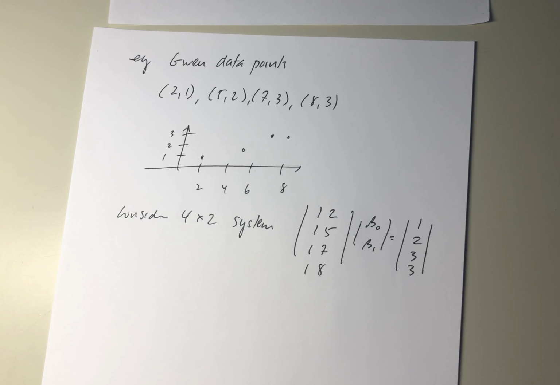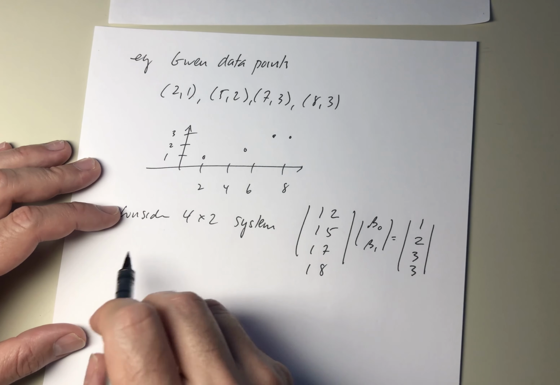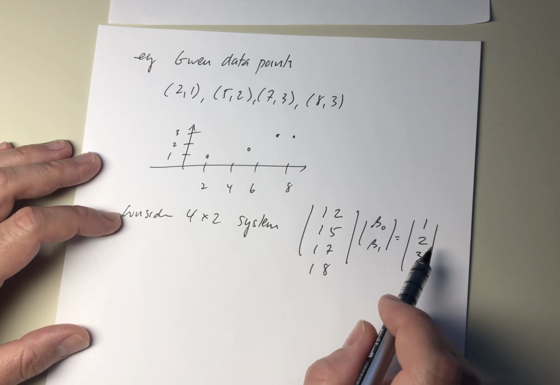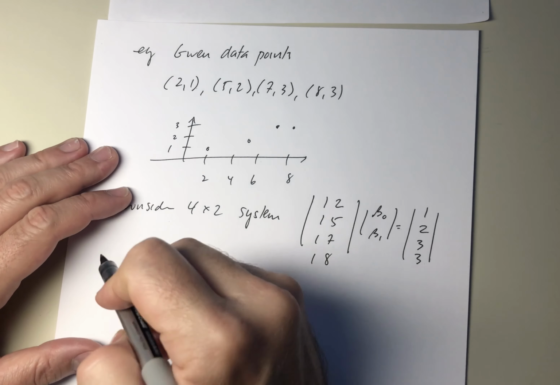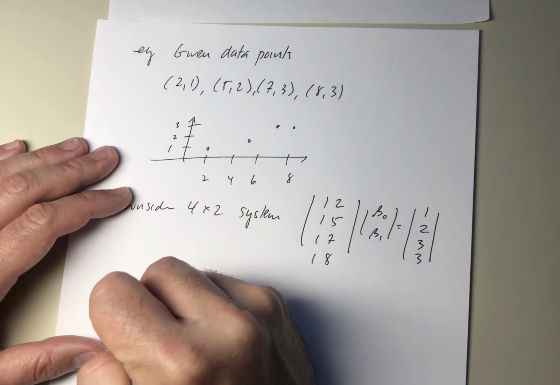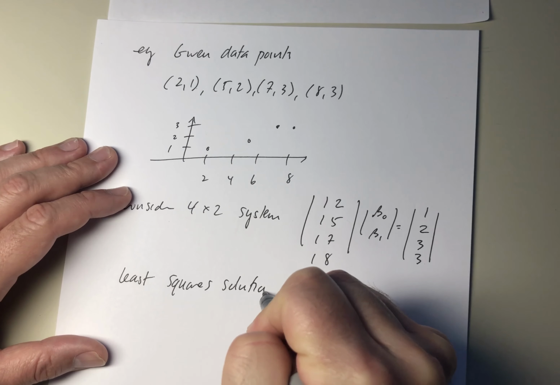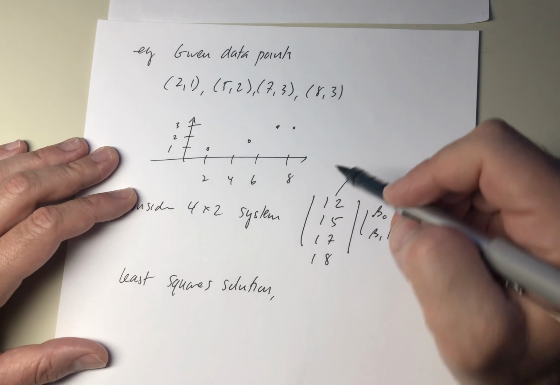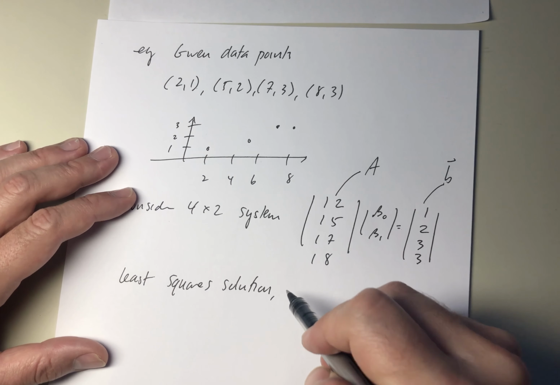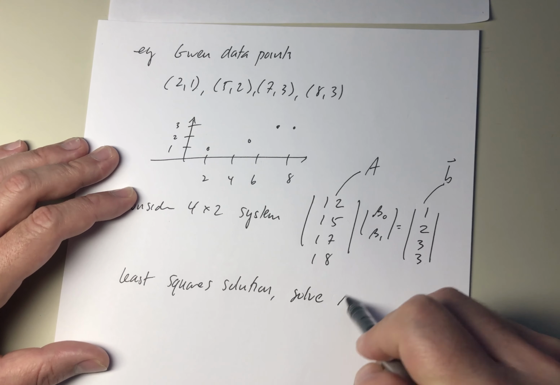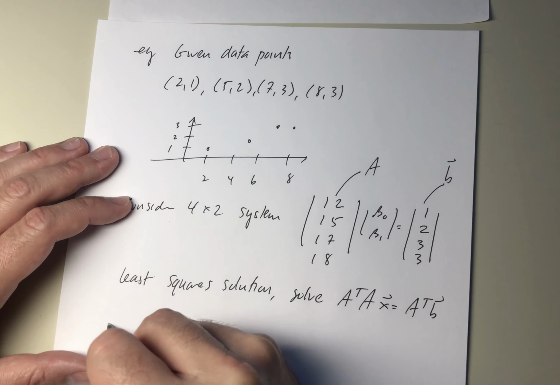It's not going to be consistent, like I said. If you augment this coefficient matrix with 1, 2, 3, 3, you'll see that this is not going to have a solution. So what we want to look for is the least squares solution. Let me give this a name: if this was A and this was the vector B, to match our old notation, we want to solve A^T A x equals A^T B. So what is A^T A?